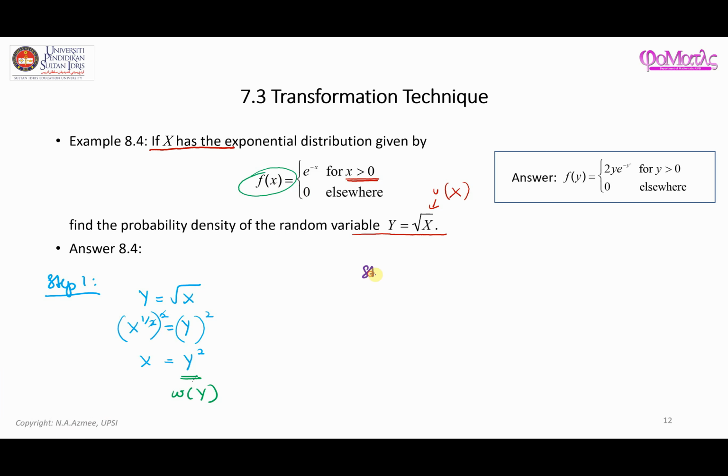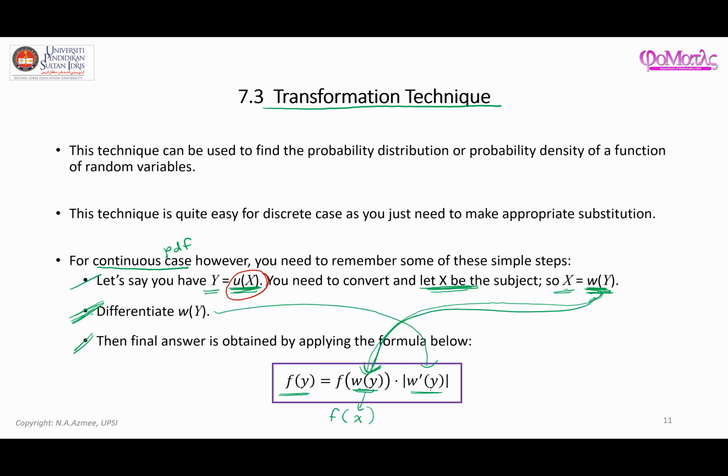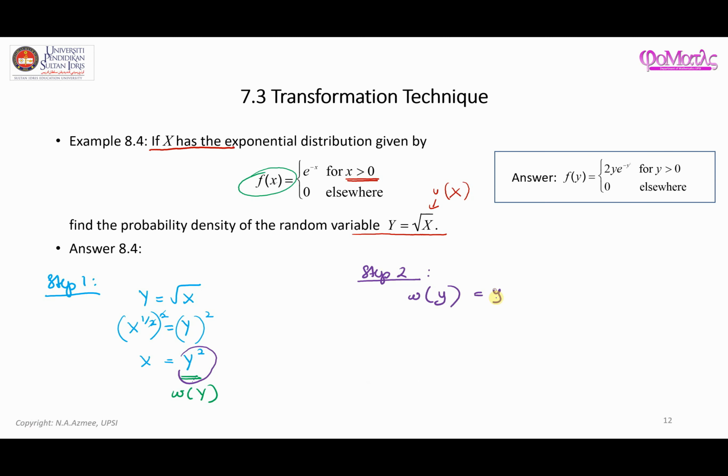Now let's look at the second step. The second step is we got to differentiate what we have right here. So I'm going to change this to using the small notation of y, w(y), because the small y is applied here. So here w(y) is equal to y squared, and if I differentiate that with respect to y, the answer is going to be equal to 2y. So here is w'(y), this is w(y), and next we are going to just apply the formula.